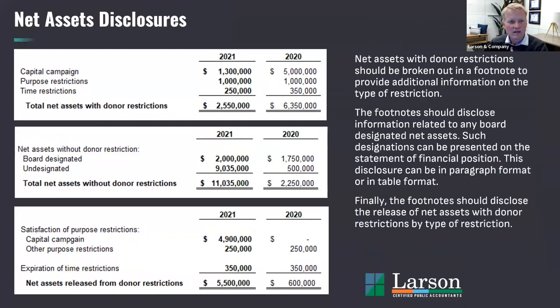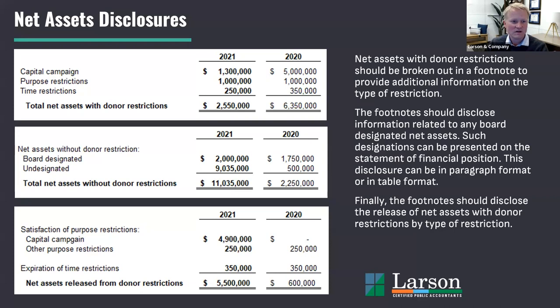All right, and then we have net asset disclosures. The net asset disclosures should include the with donor restrictions. They should be broken out in a footnote to provide additional information on the type of restriction. So earlier I did mention that on the face of the financials in the statement of financial position, you can break out the purpose restrictions from the time restrictions. If you don't do that on the face, you do need to do that in the footnote. So this is a footnote example.